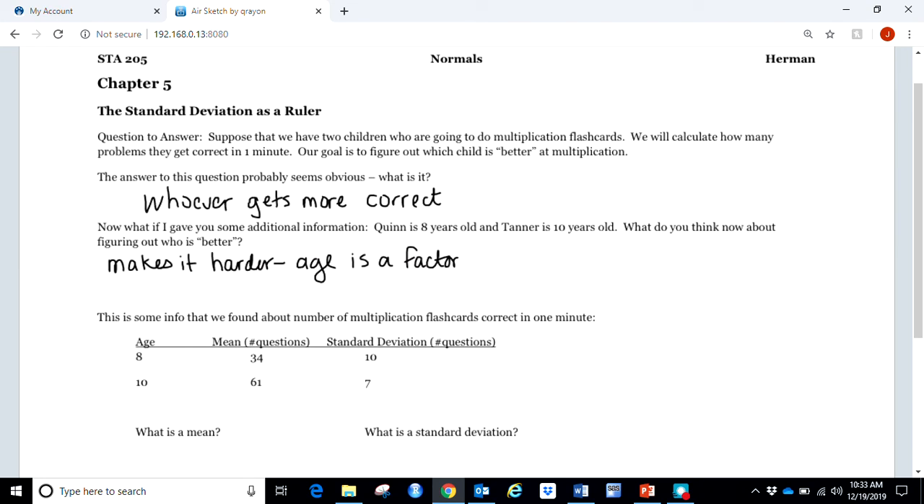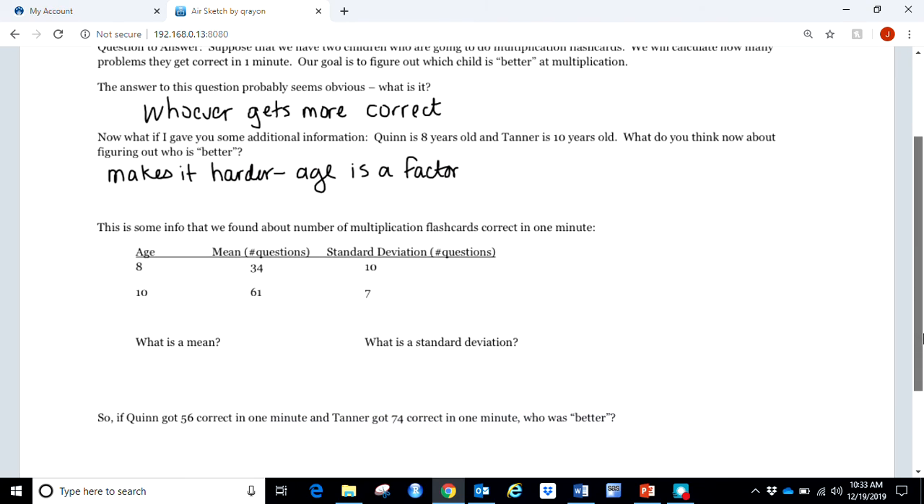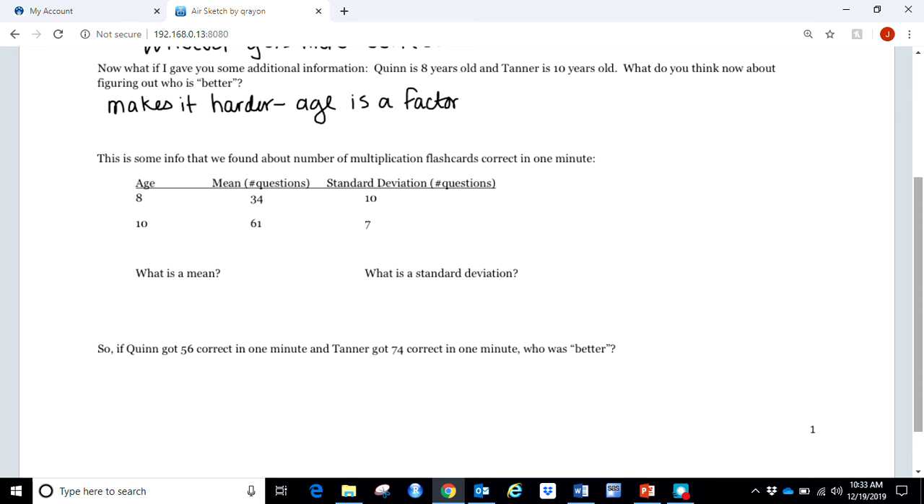So let's look at some more information we have here about some 8 and 10-year-olds. So looking at how many they get correct in 1 minute, we found the average or the mean for 8-year-olds was 34 questions in a minute, and for 10-year-olds it was 61 questions in a minute. Then I've also given you the standard deviation of the number of questions correct in 1 minute for each age group. So let's first make sure we feel clear about what a mean is and what a standard deviation is.